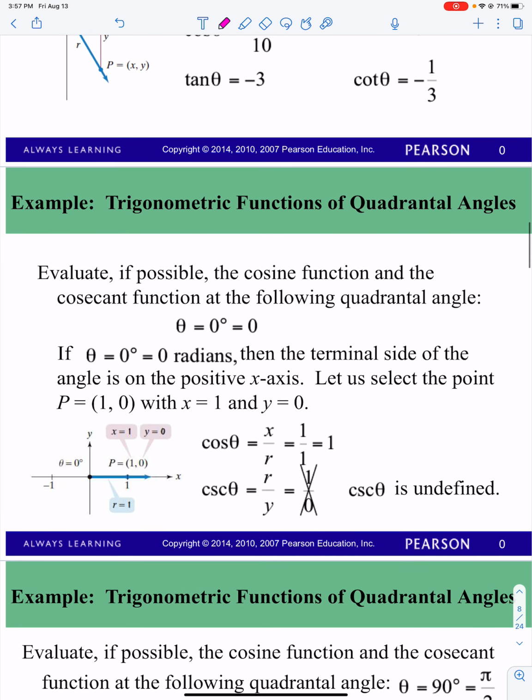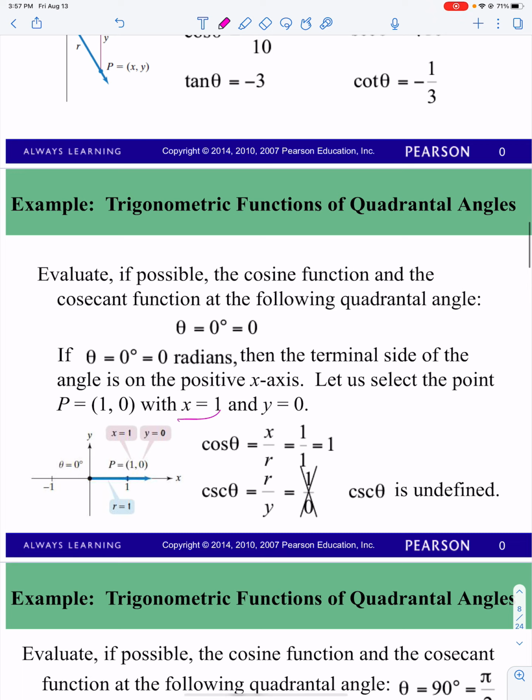Evaluate, if possible, the cosine function and the cosecant function at the following quadrantal angles. Theta equals 0. What is cosine theta? Because the angle is 0, adjacent over r is still 1 over 1. What will be cosecant? So your x equals 1, y equals 0, because the point is (1, 0). X equals 1.